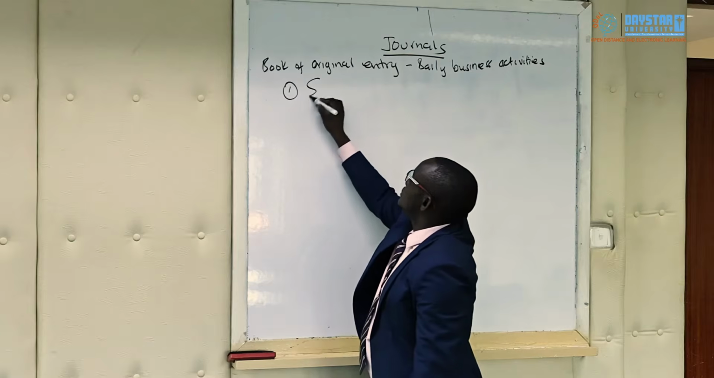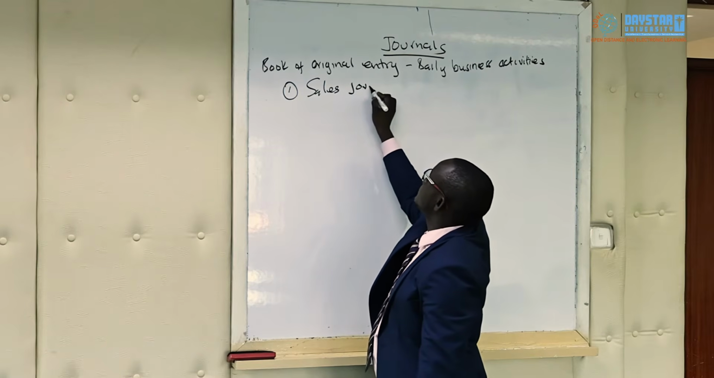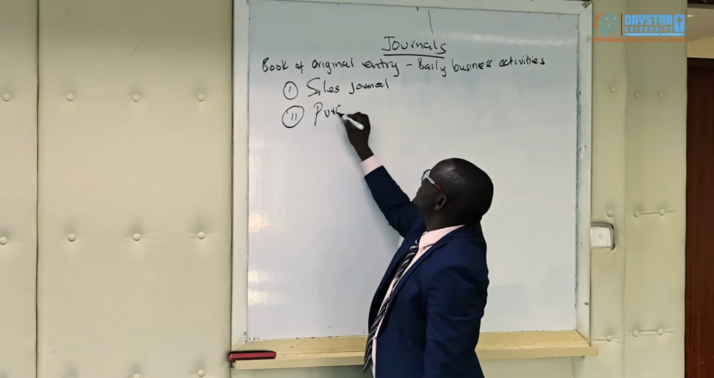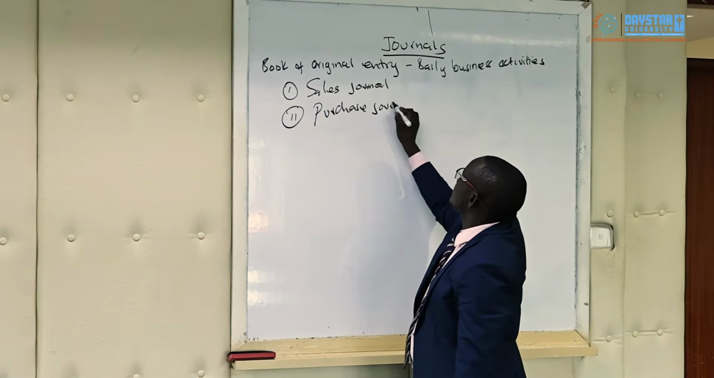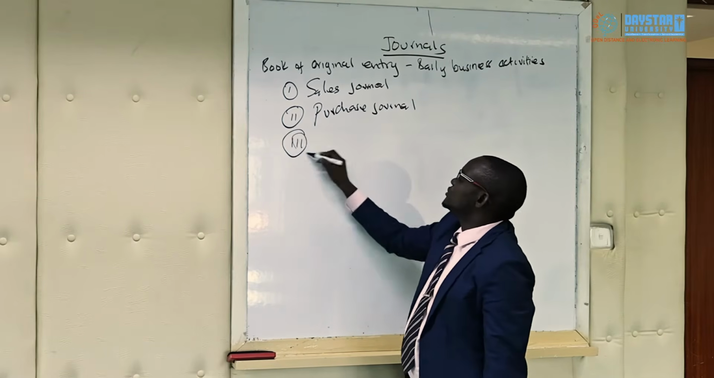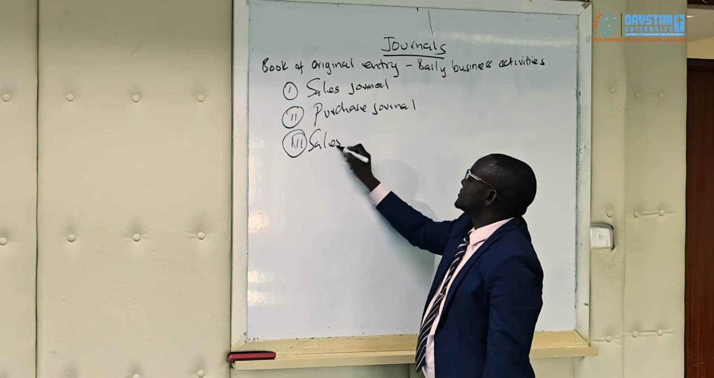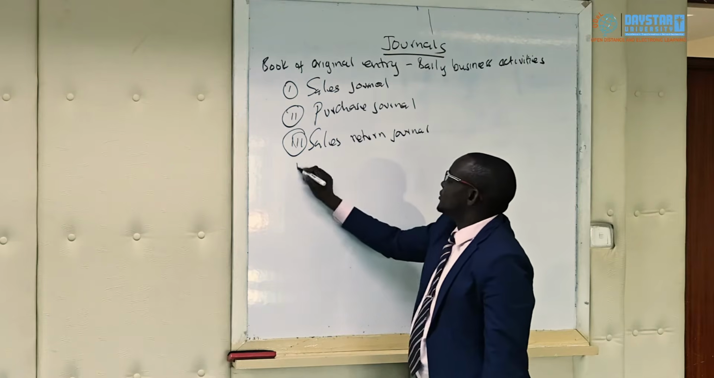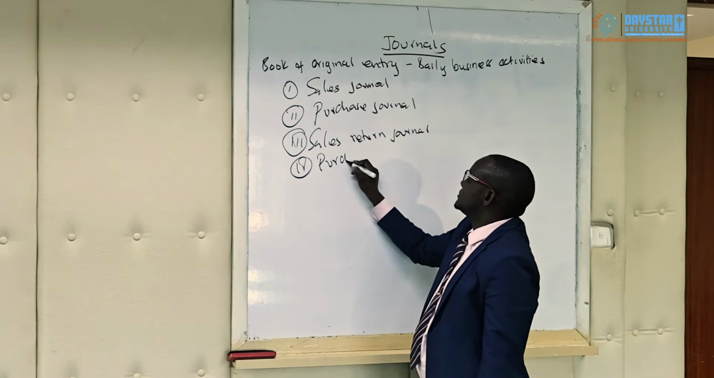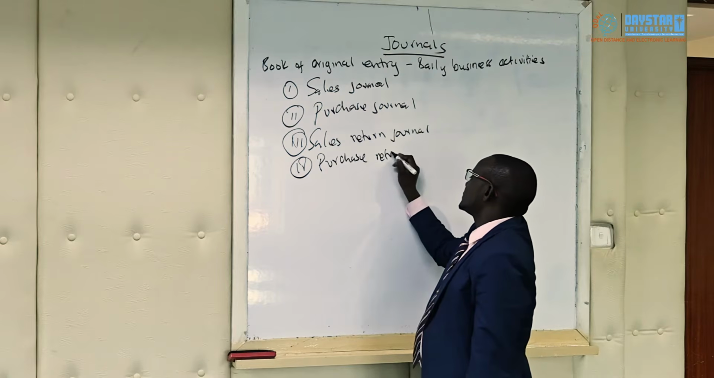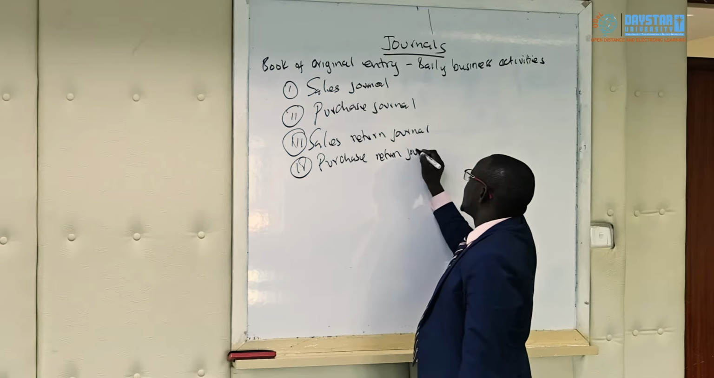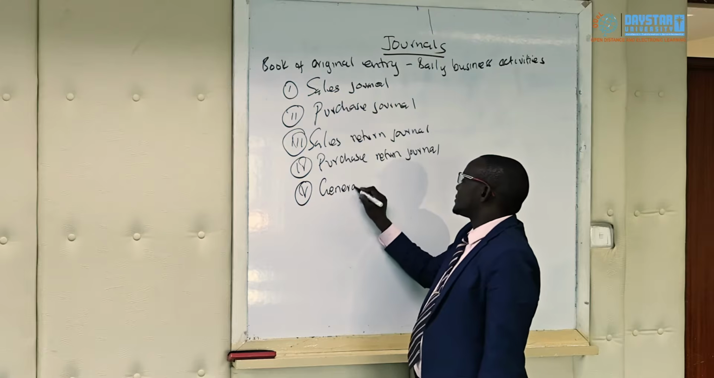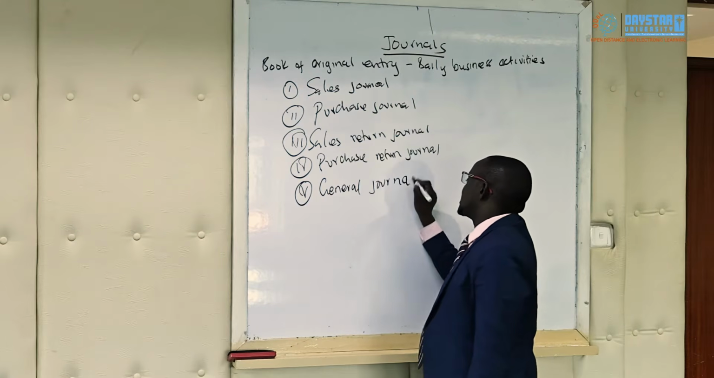One, we have what we call the sales journal. We have what we call the purchase journal. We have what we call the sales return journal. We have what we call the purchase return journal. Then last and not the least, we have what we call the general journal.